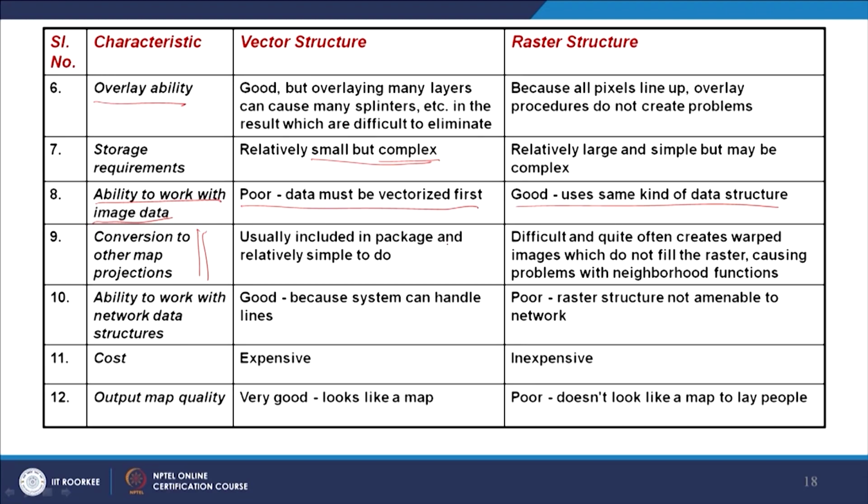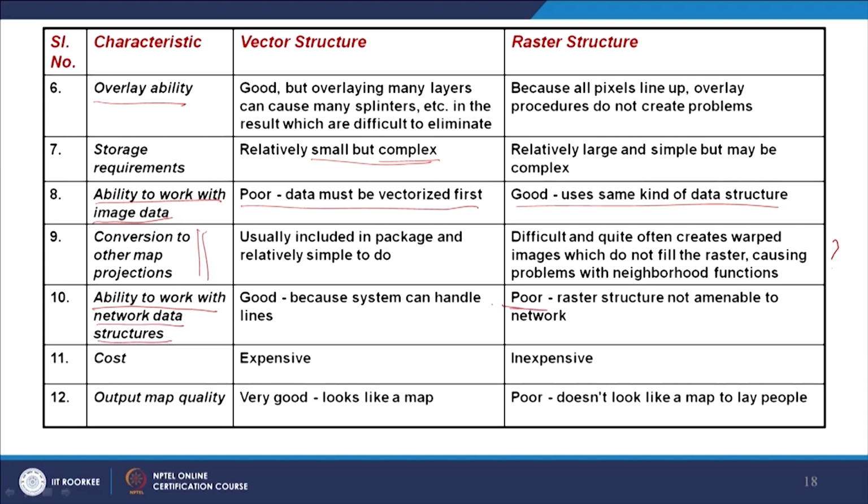Most of the GIS software will provide tools to convert from one map projection to another. But in the case of raster, it is a little difficult to convert from one format to another, because their boundary areas and margins will have big problems there. Now, another characteristic is the ability to work with network data structures.